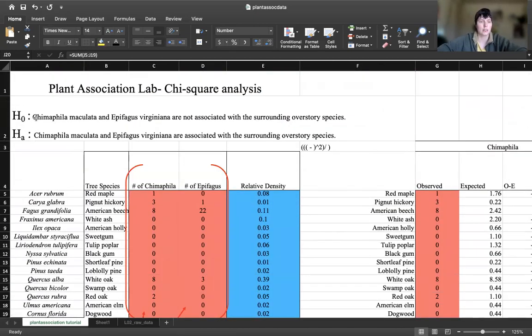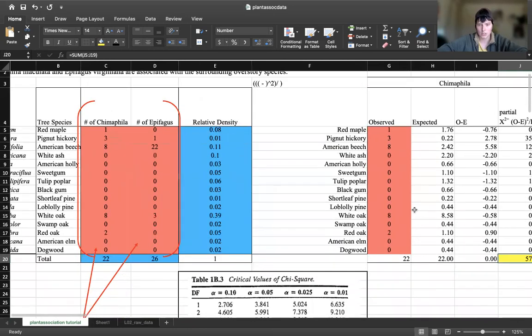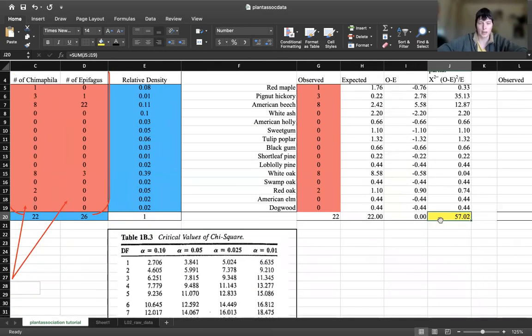So we're going to reject the null hypothesis, which we're going to go back up here and look at again, that the understory species are not associated with the surrounding overstory species. We're going to reject this and accept that there is an association with the understory species. So it's great. Now you've got that, you know that there is an association or is not an association.